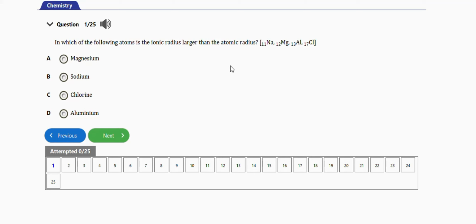So guys, the right option in this question will be option C, chlorine. In periodicity, both ionic radius and atomic radius increase down the group and decrease across the period. So the answer to this question is chlorine, which has the highest atomic number, 17. The next question will be this one.